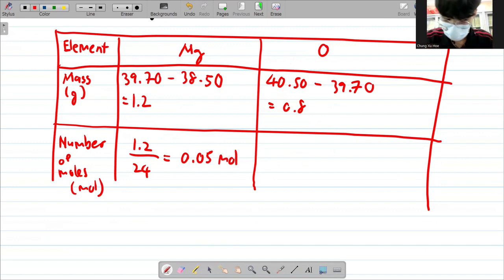Next, for our oxygen, 0.8. Oxygen, relative atomic mass, how much? 16, right? Divided by 16. And then what you're going to get is 0.05 as well.